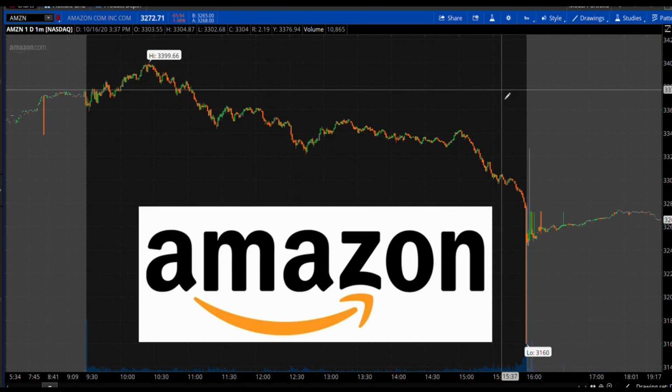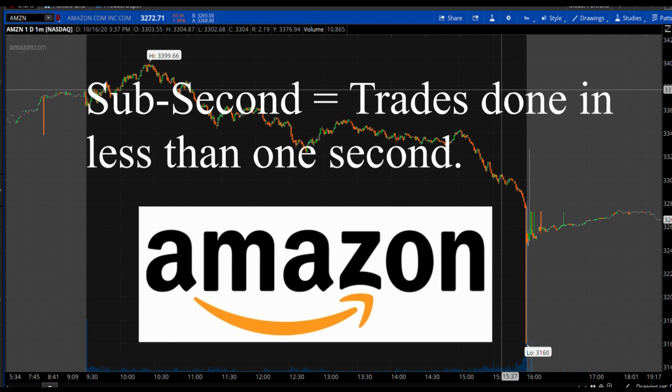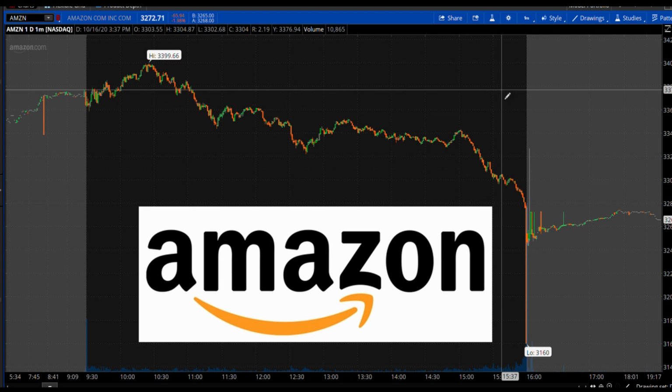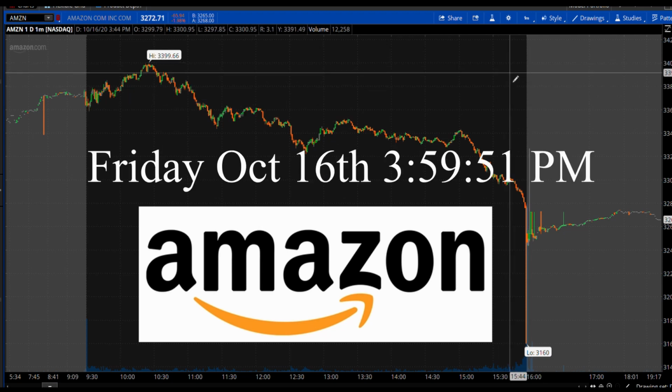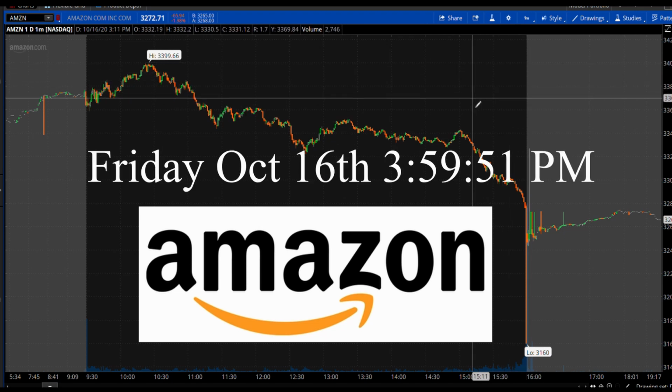This is a crazy journey we're going to go on here. This is going into the microcosm of sub-millisecond algo trading. Now, this is hard to even capture, but a few people got really taken to the cleaners in the last 1 minute of trading on Amazon.